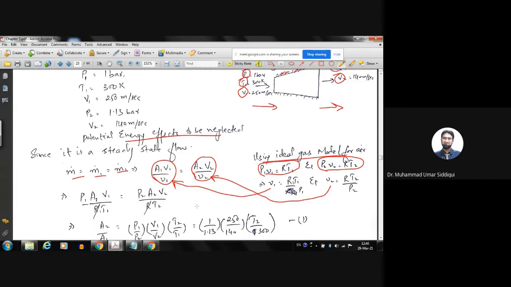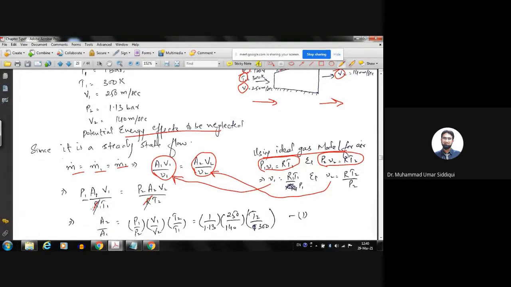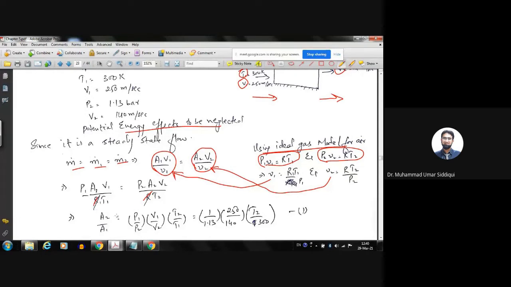Since at the inlet and exit it's the same air, R is the same, so R is cancelled, and we end up with A2 over A1, which is what we need, equals P1 over P2 times V1 over V2 times T2 over T1. Here P1, P2, V1, V2 and T1 are known, but T2 is unknown. If we know T2, we can find A2 over A1.